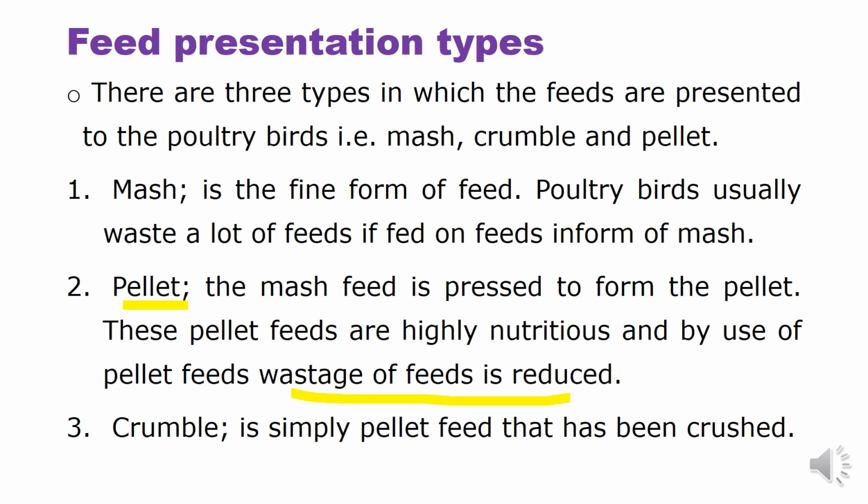Pellets are just that we get the mash, which is the fine feed, we press it. Then crumble is simply the pelleted feed, but it has now been crushed. Feeding pellet and crumble form reduces the feed wastage.